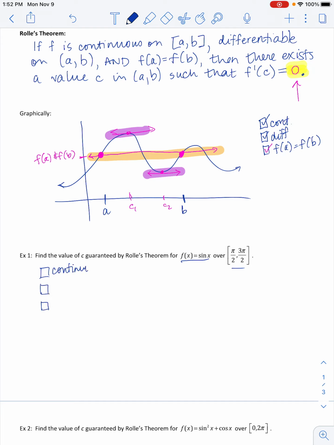Is sine of x continuous on that interval? Yes, because sine is just a nice little periodic function. It goes on forever. Pi halves and 3 pi halves would be at these 2 parts of this periodic function. Is it differentiable? Yes. There's no cusps, no corners, no holes, no asymptotes, nothing that would cause it to not be differentiable. And then now, is f of pi halves equal to f of 3 pi halves? So f of pi halves, we know, should be 1.